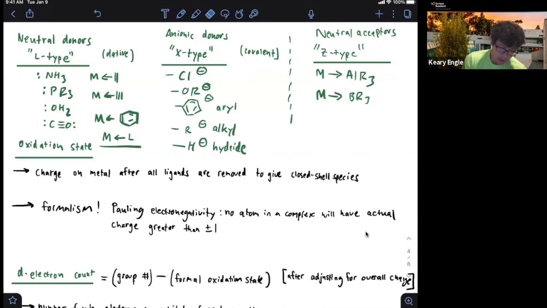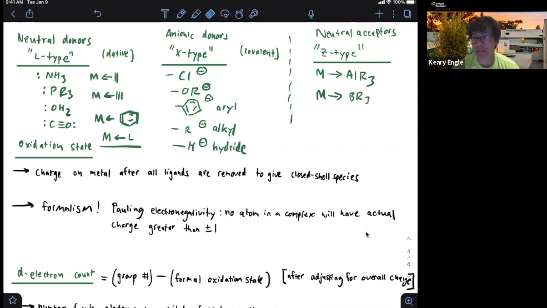So some of the common neutral donors that you'll see, we talked about ammonia in the context of the Werner complexes. Phosphines are a common type of L-type ligand. We talked about water in the context of aqua complexes. CO is a common L-type ligand. And then you can have alkenes that are serving as neutral donors through, as I said, the filled pi bonding orbital, alkynes, arenes, etc.